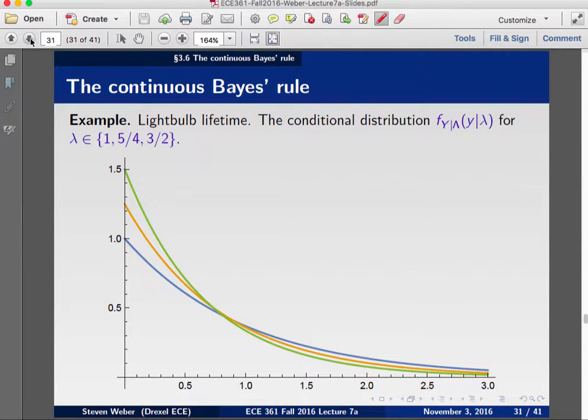So on the next couple of slides, I have some plots. On this plot is the conditional distribution of the light bulb lifetime given knowledge of the quality control parameter lambda. In particular, I have 3 curves here, for 3 different values of lambda. The blue curve corresponds to lambda equals 1, its smallest value. The yellow curve corresponds to lambda equals 5/4, the middle value, and the green curve is for lambda equals 3/2.